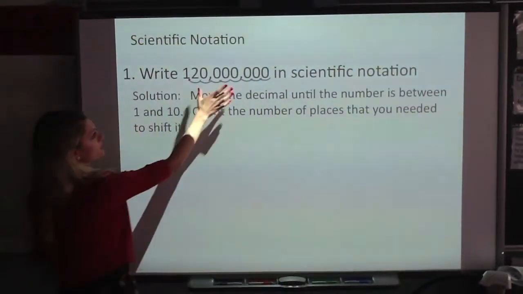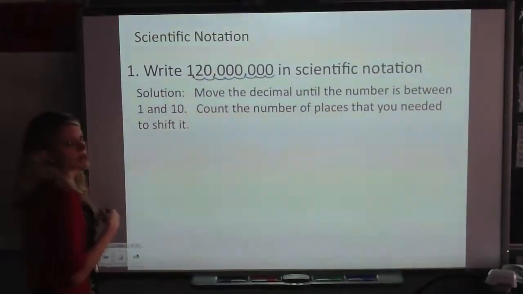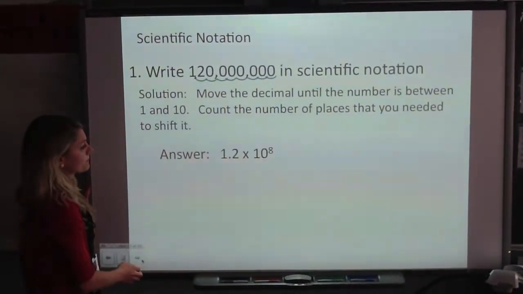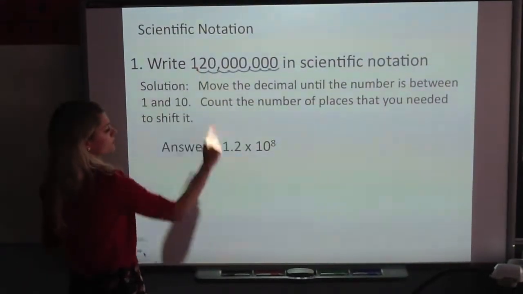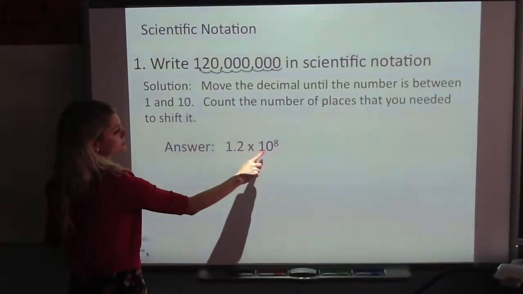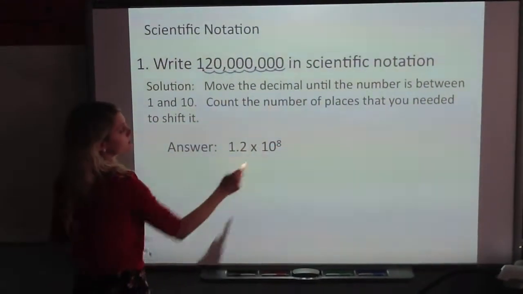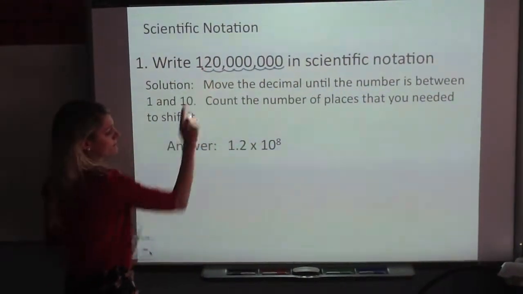When you look at a number that you're trying to turn into scientific notation, ask yourself, what do I have to do to make this number between 1 and 10? So again, our number is going to be 1.2 times 10 to the power of 8, because we had to move our decimal point 8 places to make this number between 1 and 10.